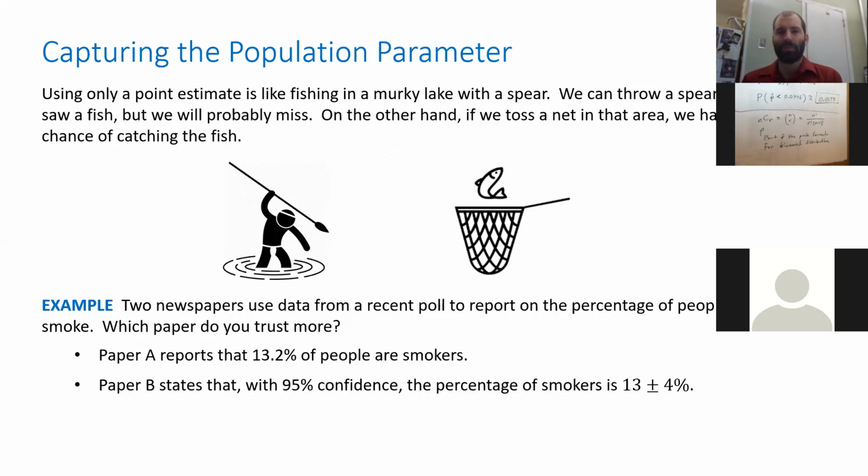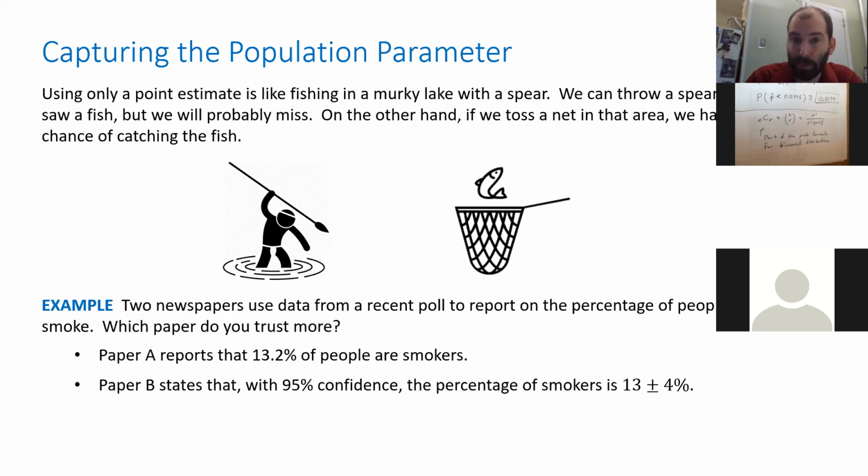Capturing the population parameter. So using just a point estimate, and what is a point estimate? That's just a sample proportion. That's when we go out, we sample a bunch of people, and we compute a proportion from that sample. That's a point estimate. It's a single number that we computed. That's like fishing in a murky lake with a spear. We can throw the spear where we saw a fish, but we'll probably miss.